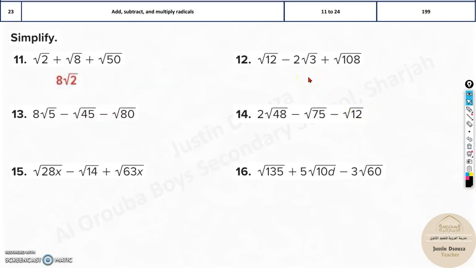So this is how you simplify it. Do it for all the others by yourself. If it's minus, you need to subtract. If it's plus, you need to add it up. Sometimes you may not get all as the same radical. Sometimes it may vary. But here, for example, your root 7x and 14, these cannot be solved. They'll remain as they are.